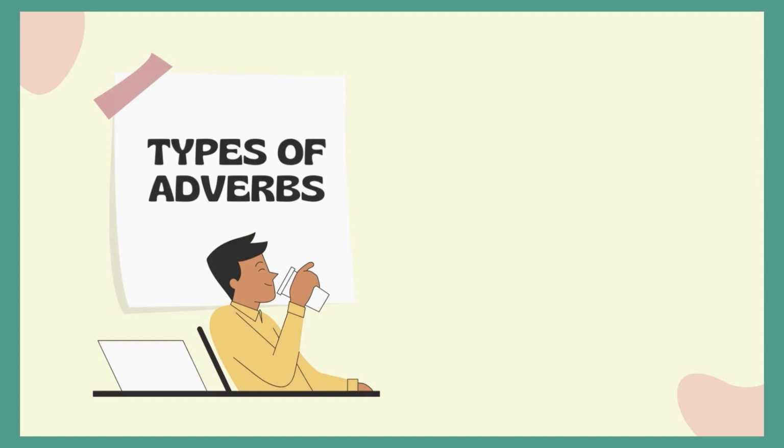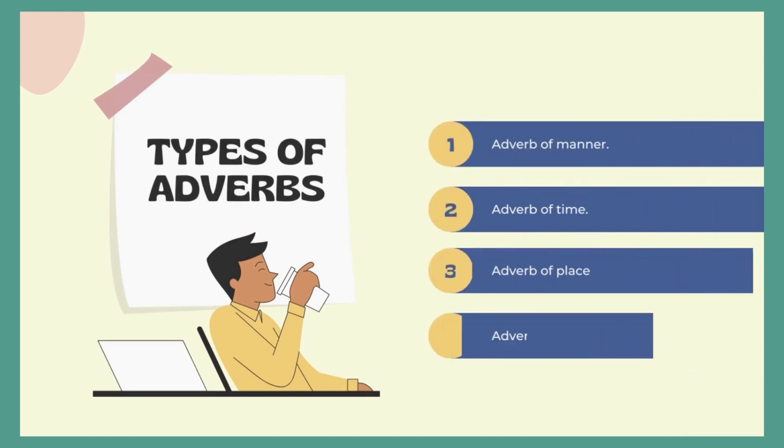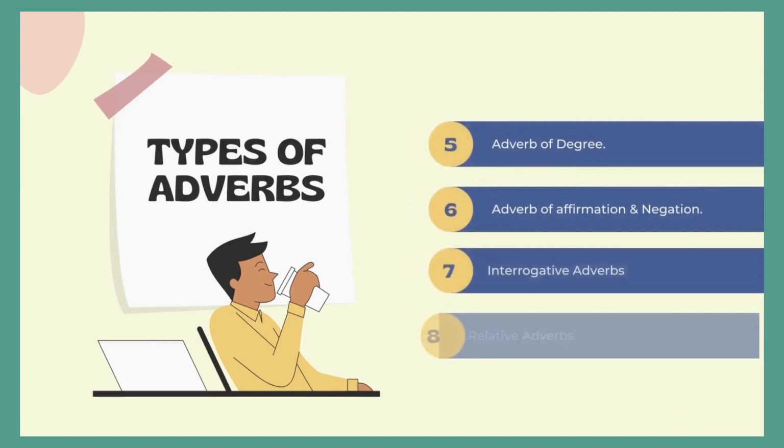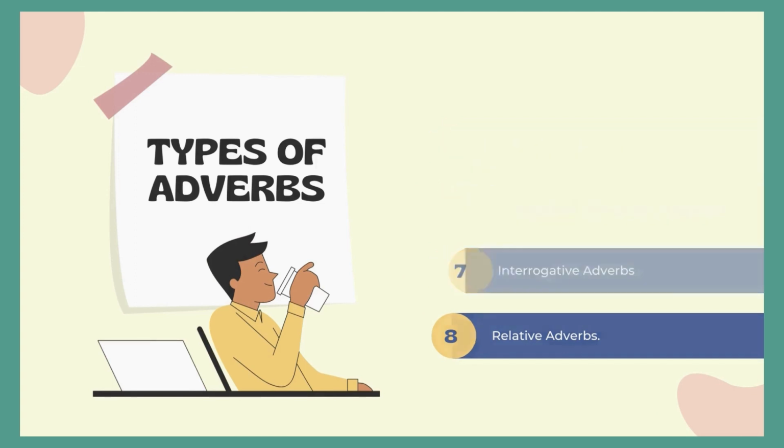There are several types of adverbs, including adverbs of manner, adverbs of time, adverbs of place, adverbs of frequency, adverbs of degree, adverbs of affirmation and negation, interrogative adverbs, and relative adverbs. Each type has a specific function and usage. Let's see some of the most common types of adverbs.